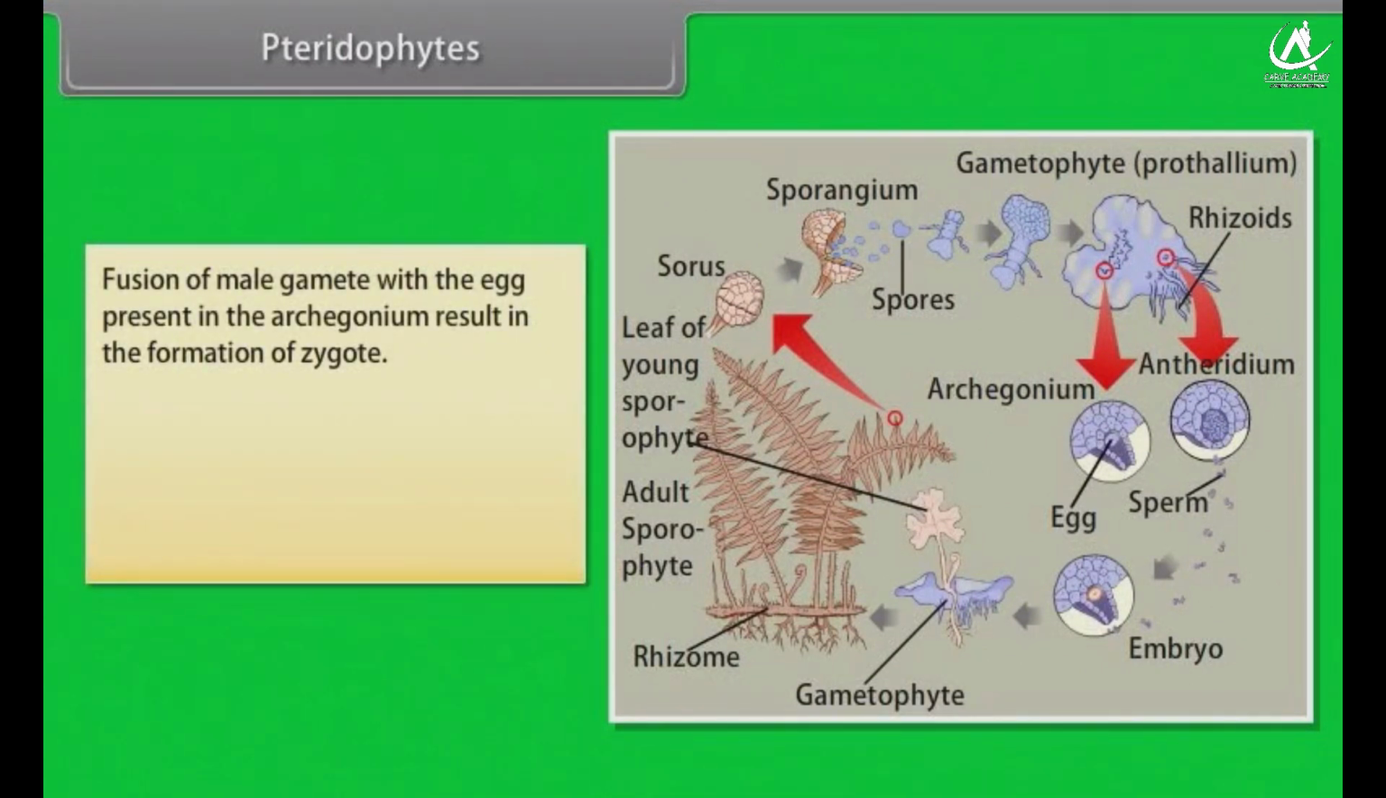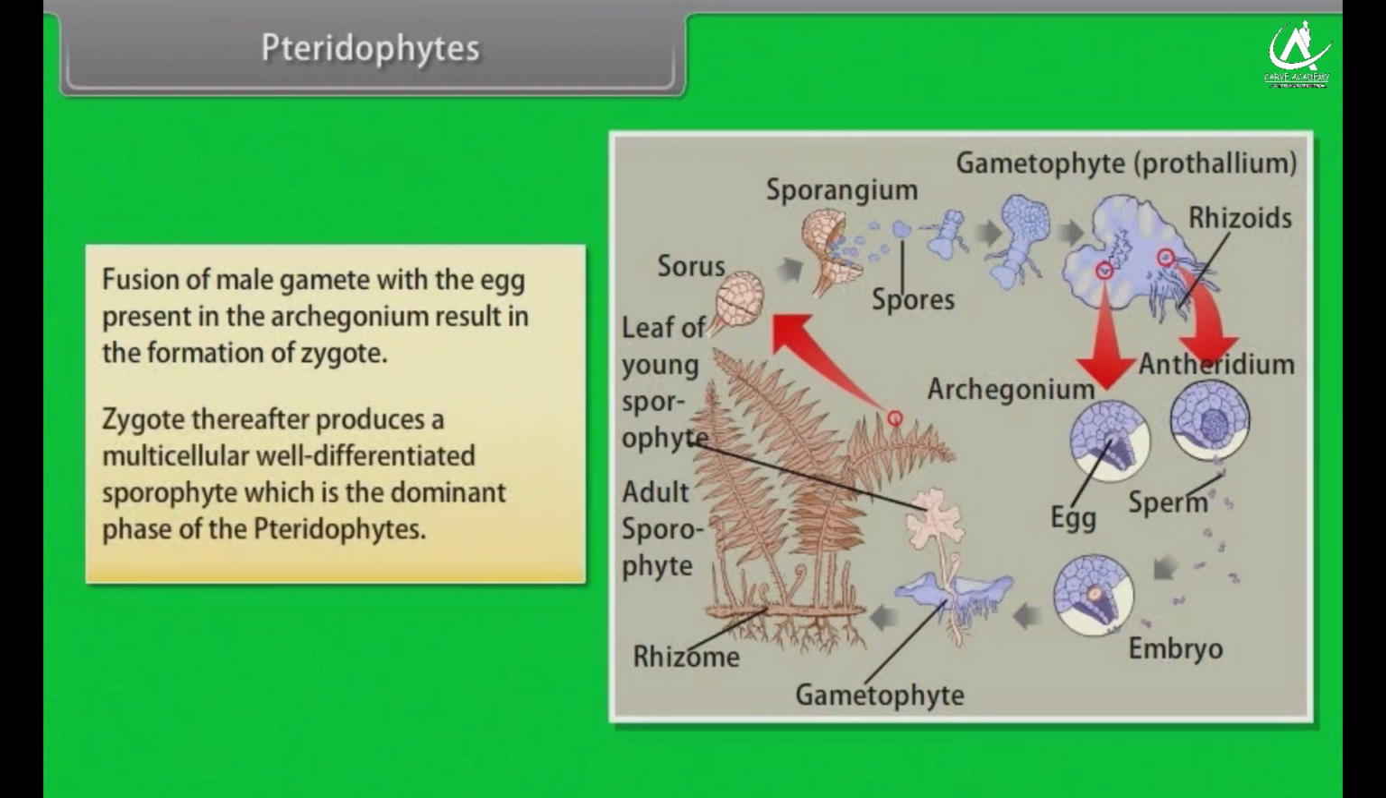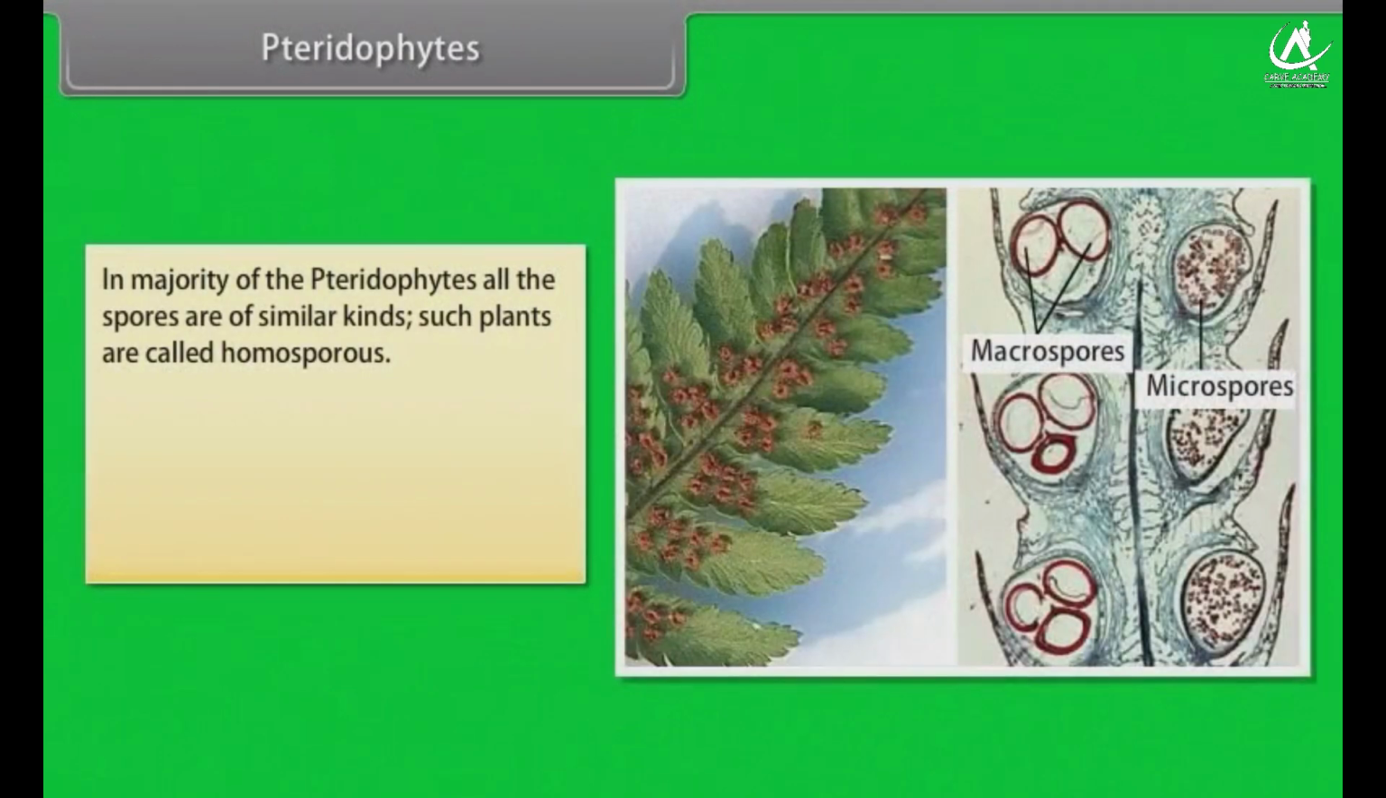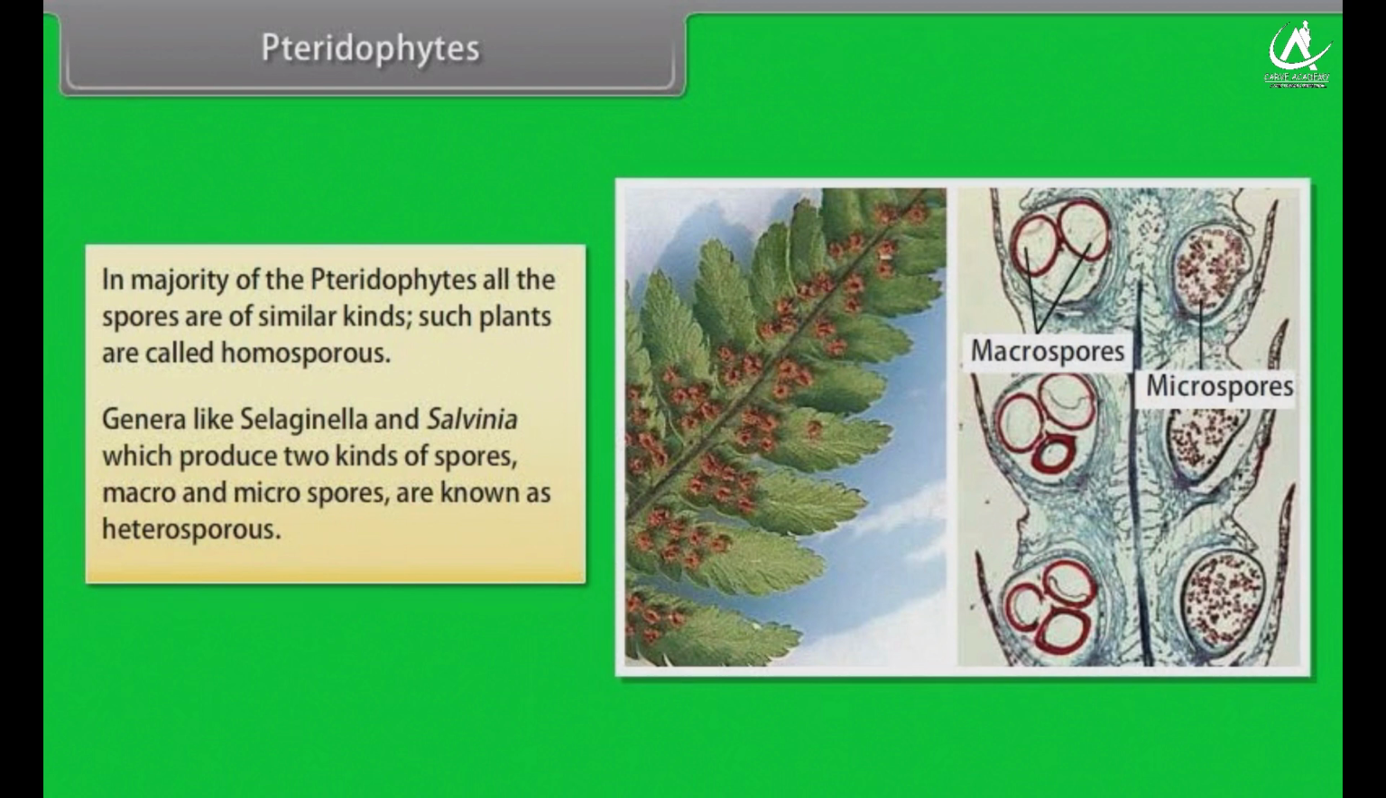Fusion of the male gamete with the egg present in the archegonium results in the formation of a zygote. The zygote thereafter produces a multicellular, well-differentiated sporophyte, which is the dominant phase of the pteridophytes. In the majority of the pteridophytes, all the spores are of similar kinds. Such plants are called homosporous. Genera like Selaginella and Salvinia, which produce two kinds of spores, macro and microspores, are known as heterosporous.